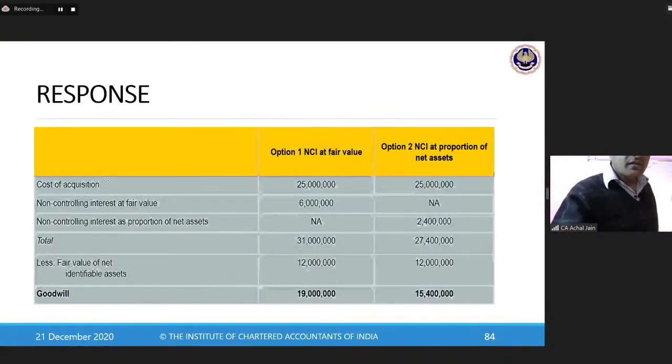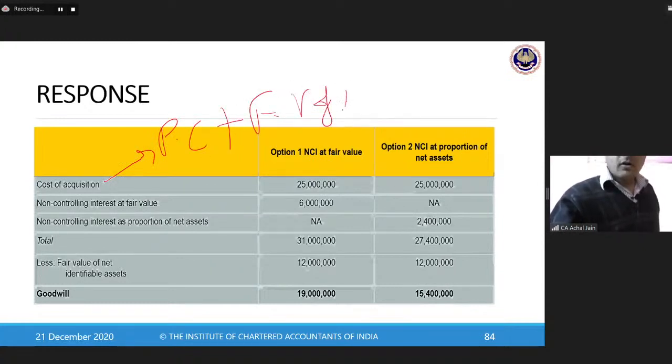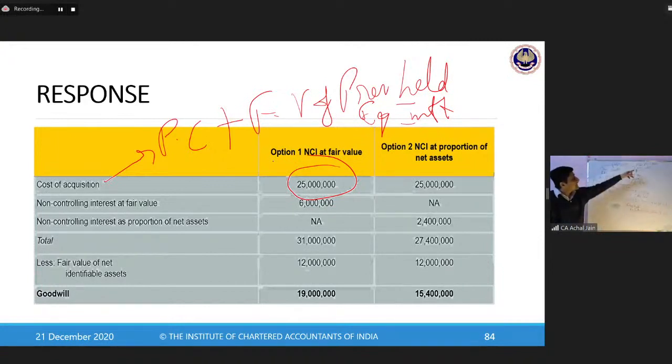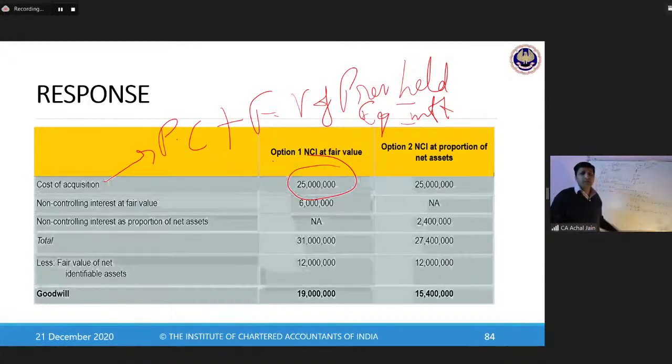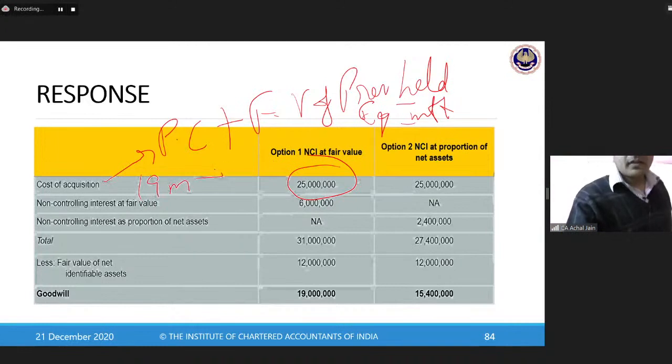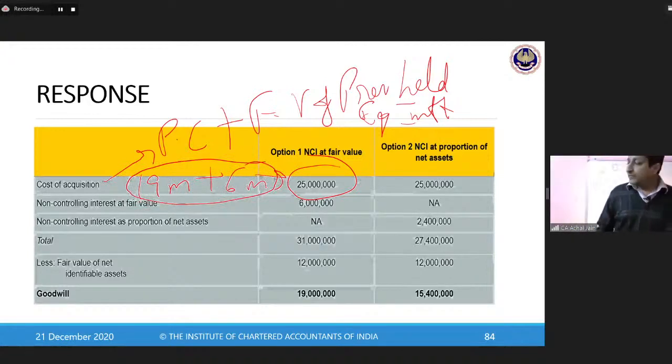Purchase consideration plus fair value of previously held equity interest. So what is the purchase consideration? Paid 19 million. And what is the fair value of the previously held equity interest on the date of acquisition? 6 million. So 19 million plus 6 million. What do we get? 25 million.